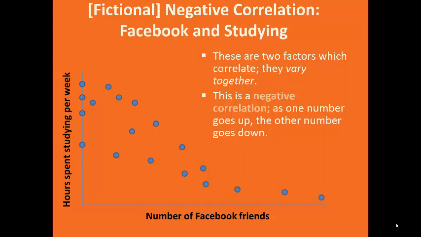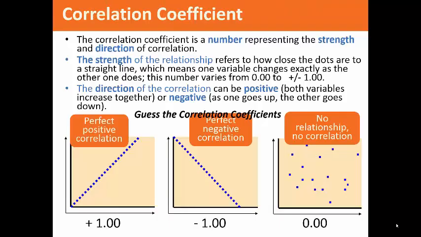So factors can vary together. They can either vary in a positive direction or in a negative direction. So it's positive if the line rises to the right. If the line falls to the right, then it's a negative correlation. So as one number goes up, the other number goes down.